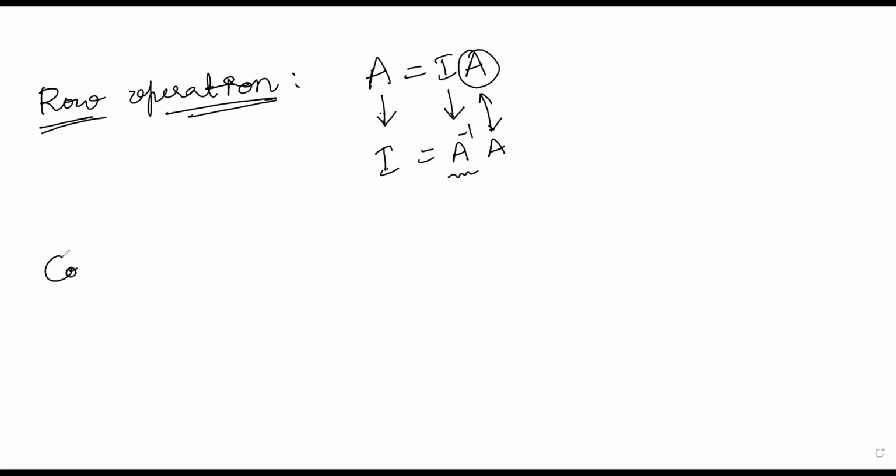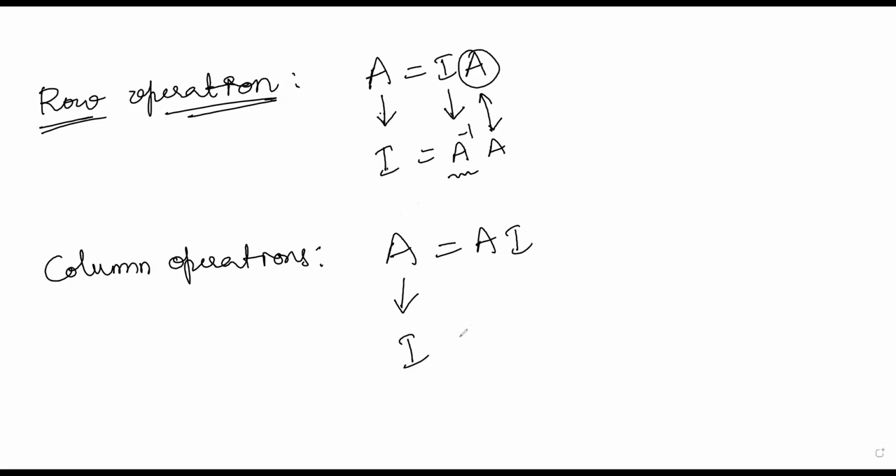But when you apply column operations, what do you do? You start like this: A equal to AI. You apply column operations on A, and you transform this to I. You always apply on A and I. So if you want to apply row operations, you take I on the left hand side. If you want to apply column operations, you have to take I on the right hand side. And then you keep A as it is, and you apply column operations on both A and I simultaneously.